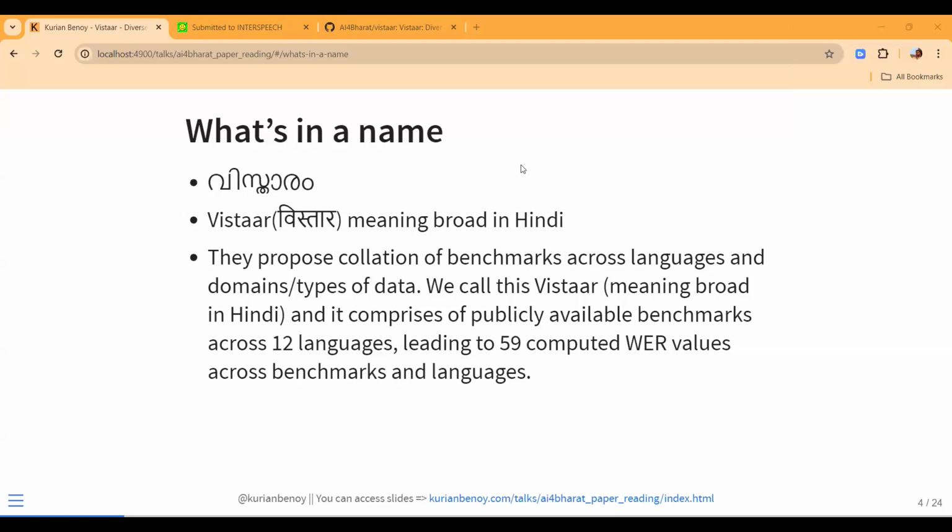Can you explain the part about where it says leading to 59 computed word error rate values? I don't have an idea, but when we read the paper, I think we will get a better idea about that. I have a rough sense of what it is, but how they calculate the exact 59, I am not sure. My intuition is that for 59 data sets in 59 domains, they create 59 different word error rates, and based on that they get the value. But I am also not exactly sure about that.